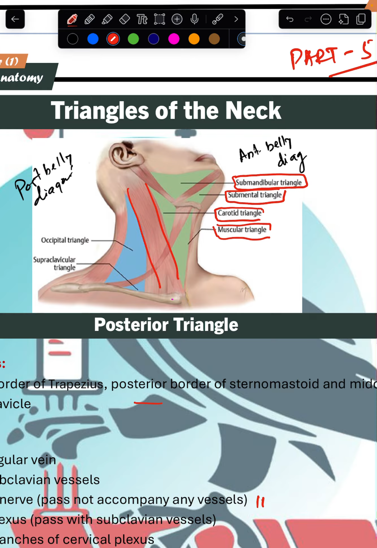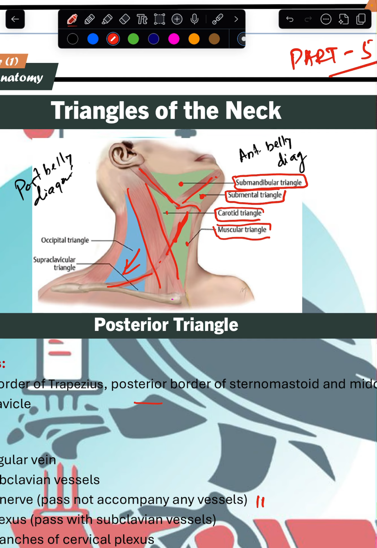This is sternocleidomastoid, which is dividing the neck into anterior and posterior triangle. Then the anterior triangle is further divided into 4 triangles by two muscles. This is the hyoid bone. This is superior belly of omohyoid. This is inferior belly of omohyoid. If you see this superior belly, anterior belly of digastric. Then this is stylohyoid, from the styloid to hyoid bone. So this is forming submandibular triangle, submental triangle, muscular triangle, carotid triangle.